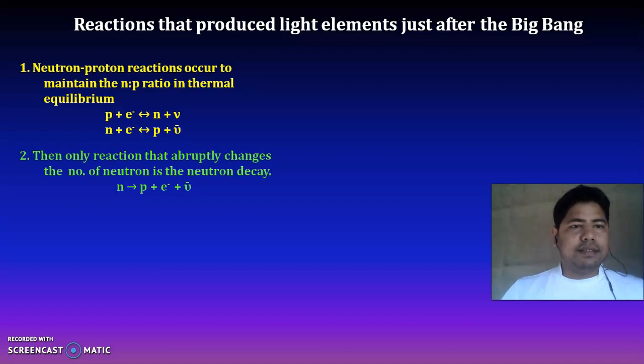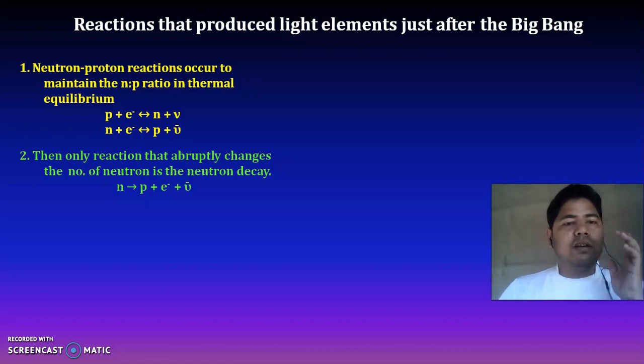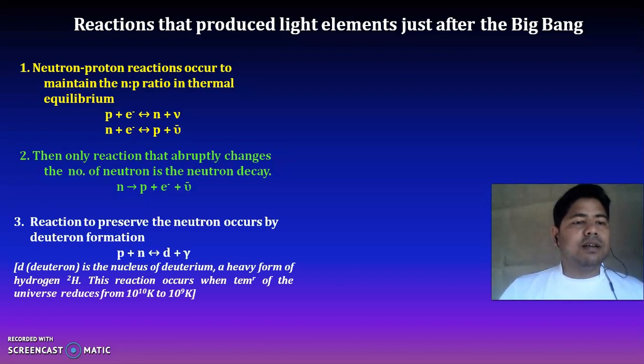The next reaction, the only reaction that abruptly changes the number of neutrons, is the neutron decay. So the neutron decays to a proton, an electron, and also an antineutrino. Again, the proton and electron are evolved from a neutron. The third reaction, to preserve the neutron, occurs by the deuteron formation. Neutron and proton then combine to give a deuteron and a photon, meaning a gamma ray.